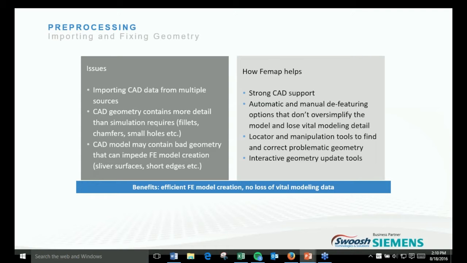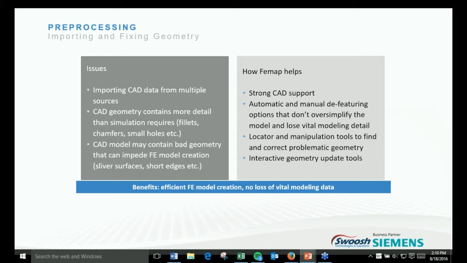The CAD model may also contain problematic geometry that can really impede our process of trying to create the FE model. Such items, for those who are familiar with FEA work, are sliver surfaces, which drive us crazy, right? Short curves, etc. Things like that will misguide the solver, or cause trouble when we're trying to mesh. If left unhealed, an unhealed condition we call it, it can lead to the creation of badly shaped elements.